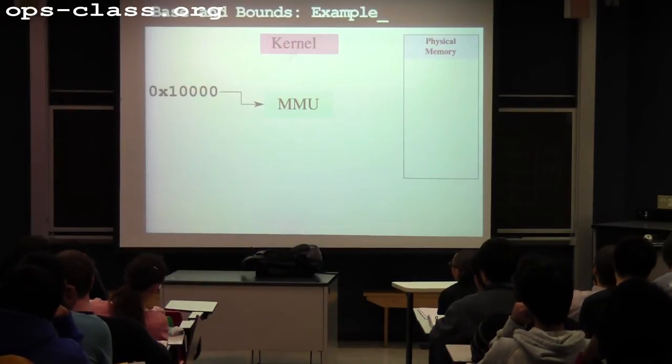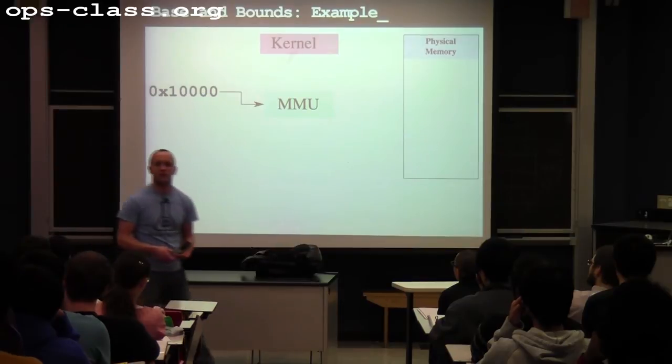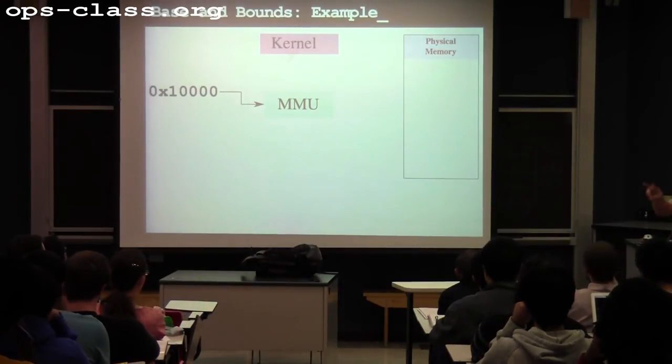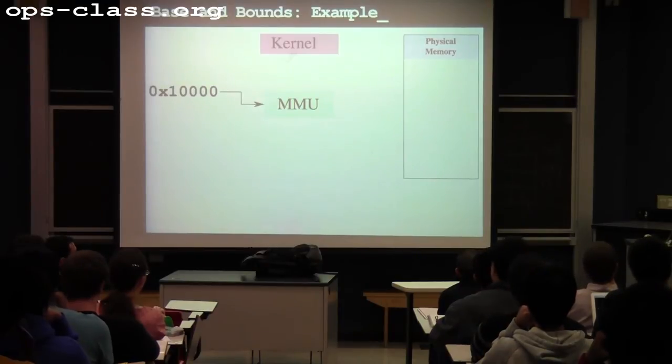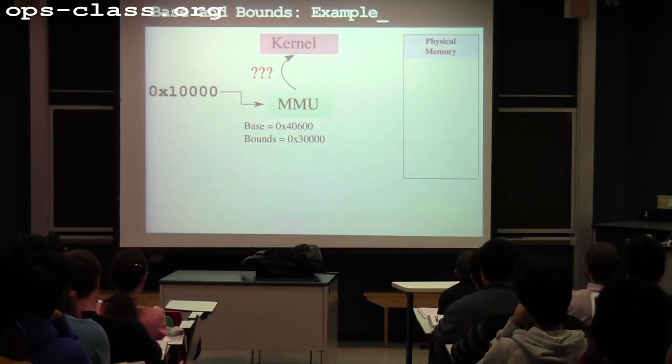All right, so let's walk through an example of how this works. I'm trying to translate virtual address 10,000. What does the MMU need to know about this task in order to translate using base and bounds? Two pieces of information. Not a trick question. What is one piece of information? The base. Base and bounds. So I need to know the base, and I've just made up these numbers, and the bounds.